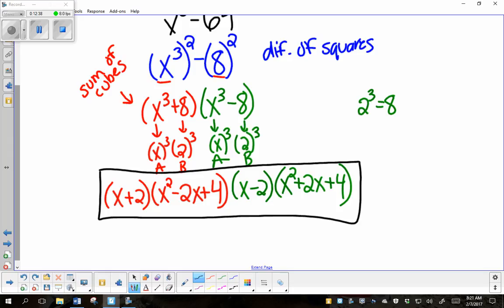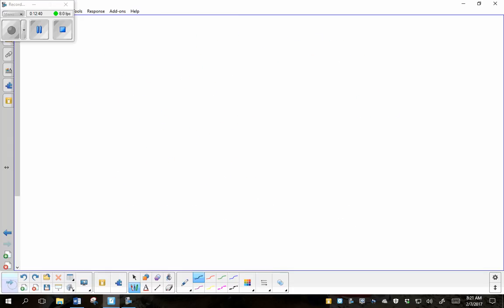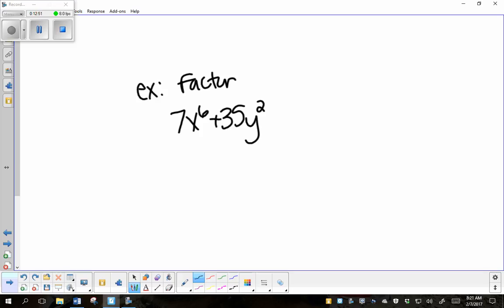All right, 2 more examples and 2 to try on your own. We're going to factor 7x to the 6th plus 35y squared. All right, first step, can we factor anything out of both of those terms? Well, 7 and 35 are both divisible by 7, so I can take out a 7. The first term has all x's, the second term has all y's, so I can't take any variables out. So I'm just left with x to the 6th plus y squared.